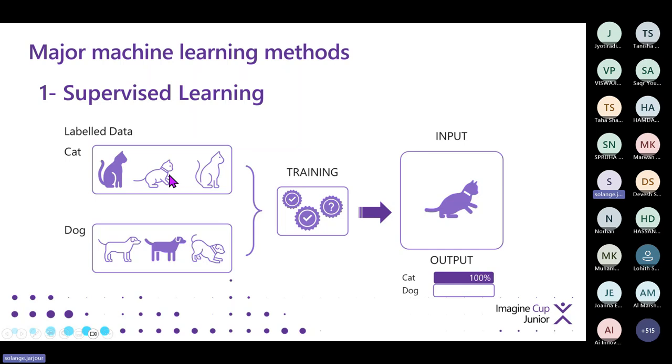What I will do, I will input these labeled data into the program. Here, the program will start learning. So, for example, if I see this image, it is a cat. If I see this image, it is a boy.